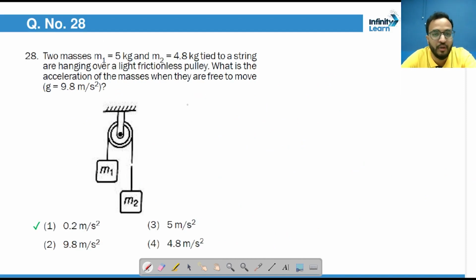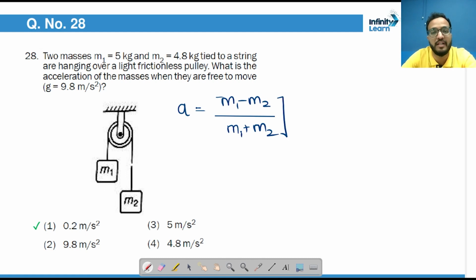Question 28. We already know the formula of acceleration in the pulley: (m1 minus m2) upon (m1 plus m2) into g. Put the values, get the answer.